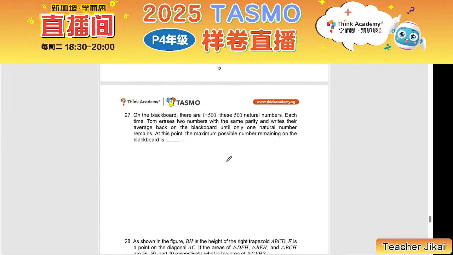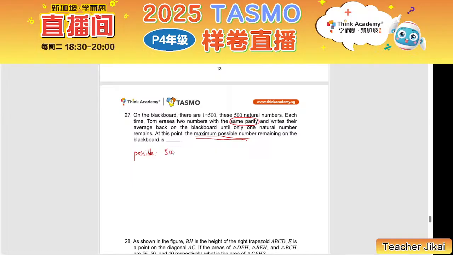Alright. So how about question 27? So for question 27 here, it is a kind of number theory problem. But don't be worried, I think it's not that hard. So we have 1 to 100, and it is asking the maximum possible number. So it is asking the maximum. So the possible maximum is what? We just take the same parity, right? We need to make them having the same parity.